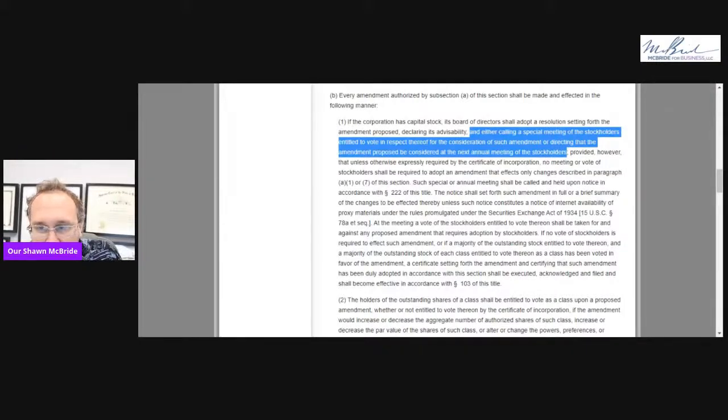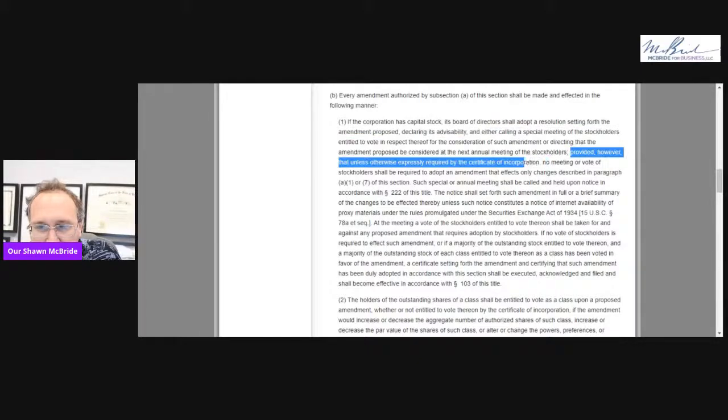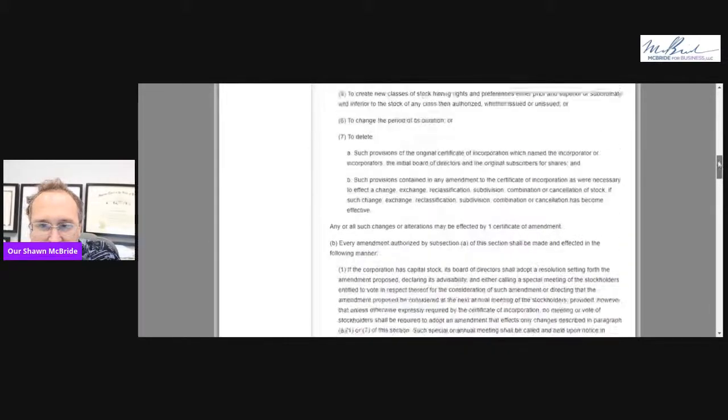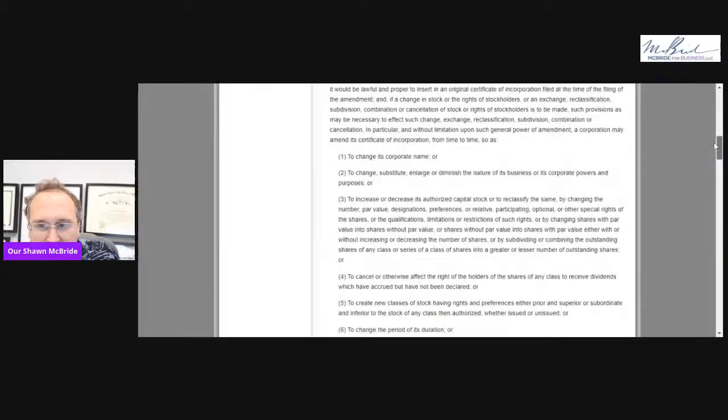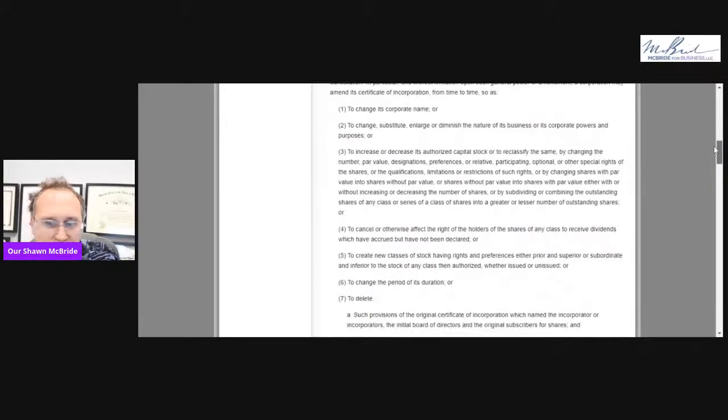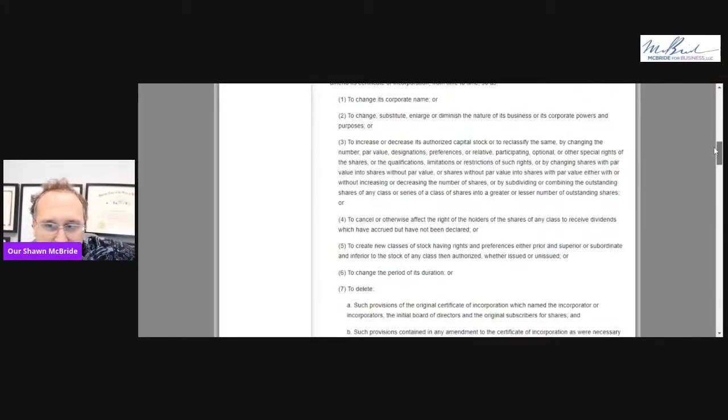And so, unless you have a specific provision in your certificate of incorporation, you can skip the stockholder step for changes in 1 and 7. And if you go back up above in A, you have changed the corporate name. Sometimes people do this when they merge a subsidiary in. They'll do a name change without stockholder approval.